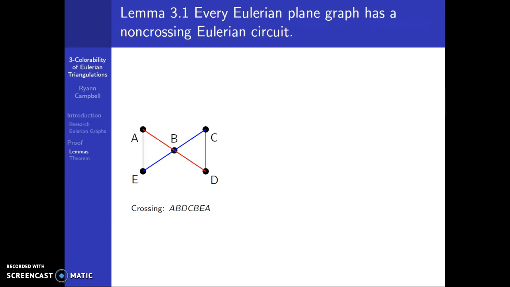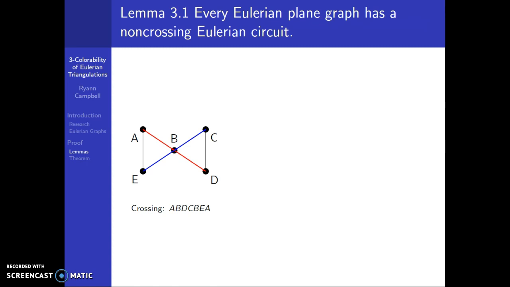So in this drawing we see an Eulerian graph, and we know that because every vertex has even degree. It is also a near triangulation. Every face that we see that is bounded is a triangle, but we can tell that the unbounded face has 6 edges, so the unbounded face is not a triangle. So it's a near triangulation Eulerian graph. So we want to show that this first graph has a crossing circuit.